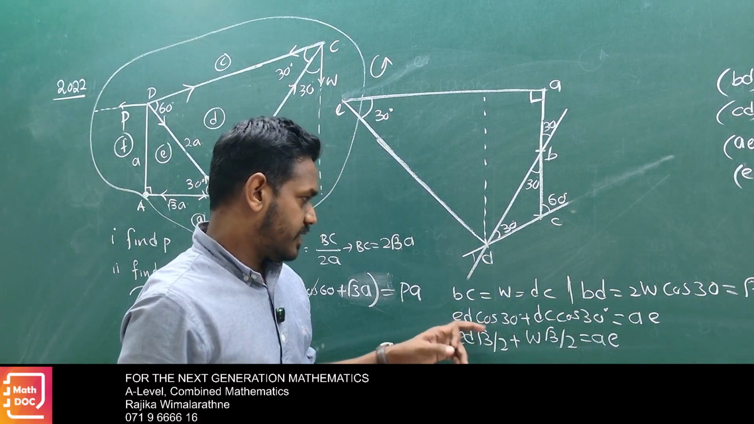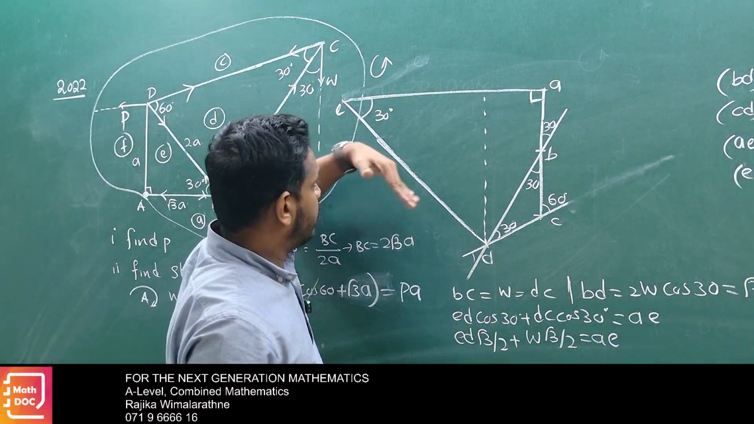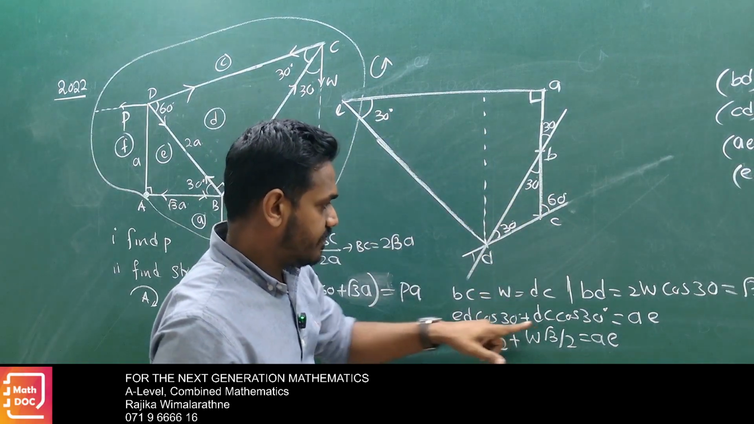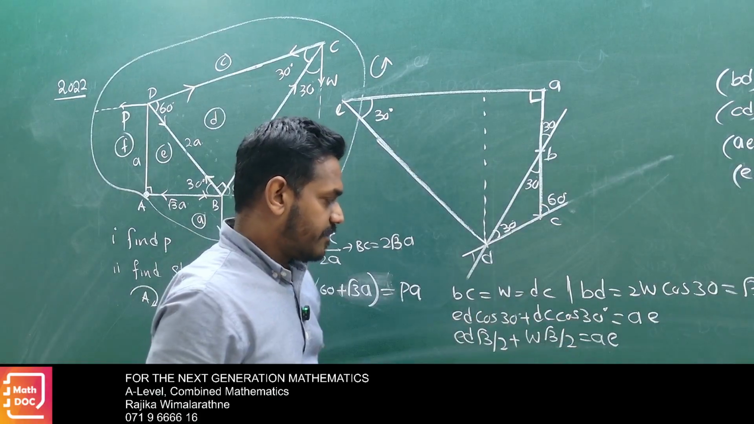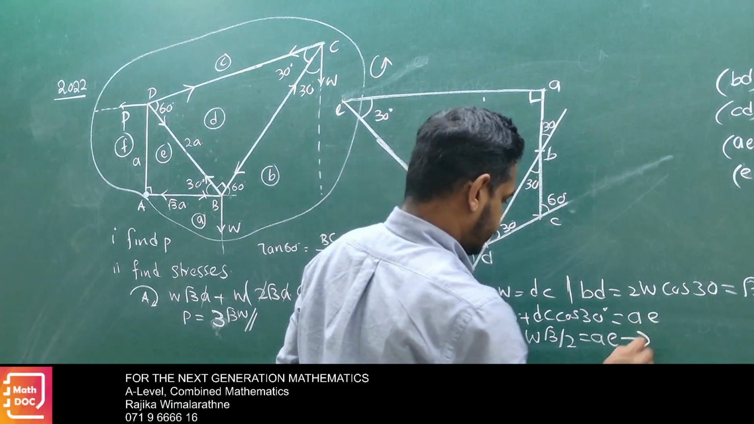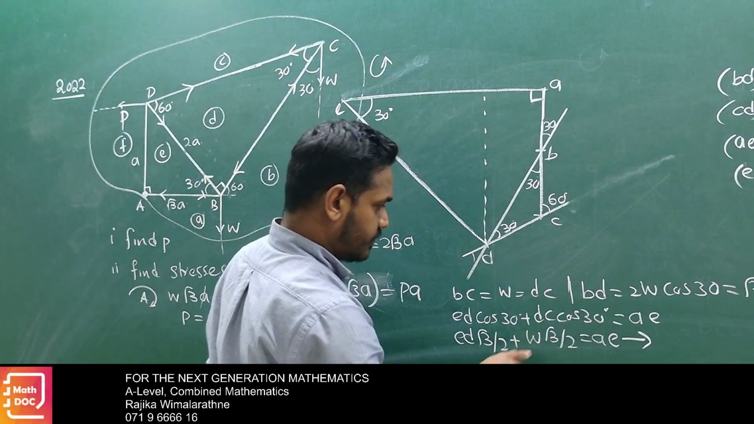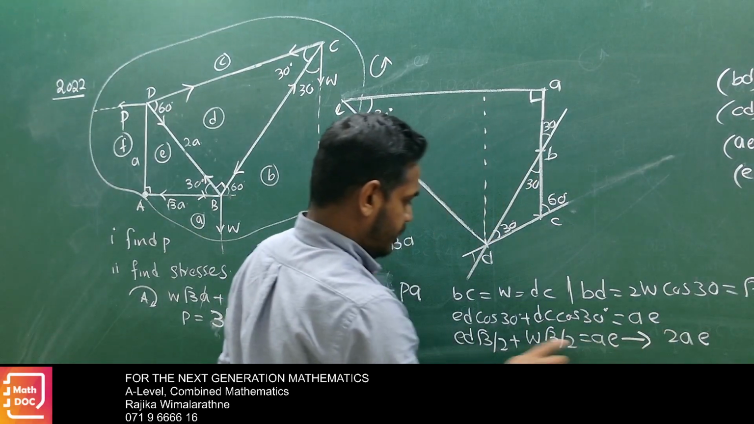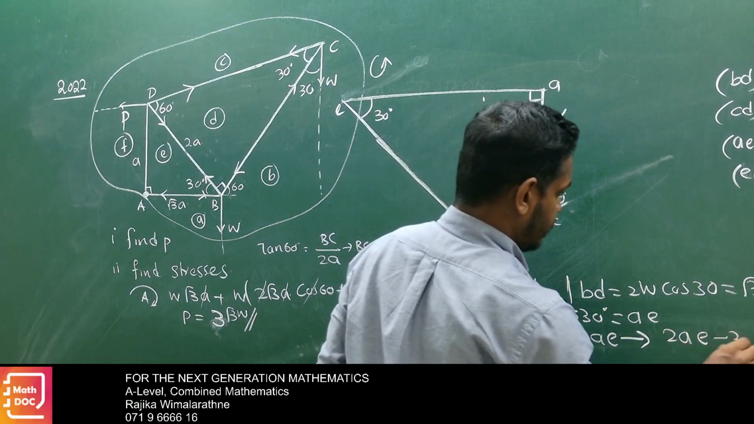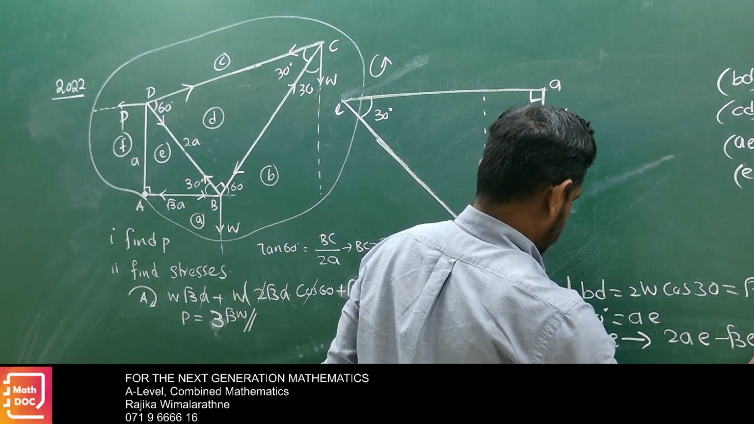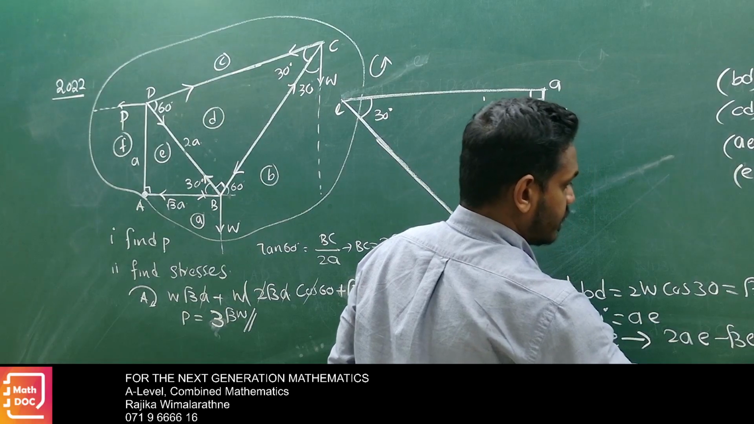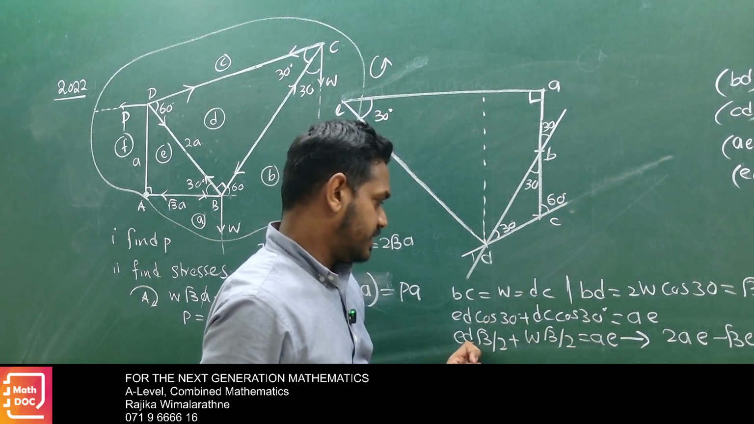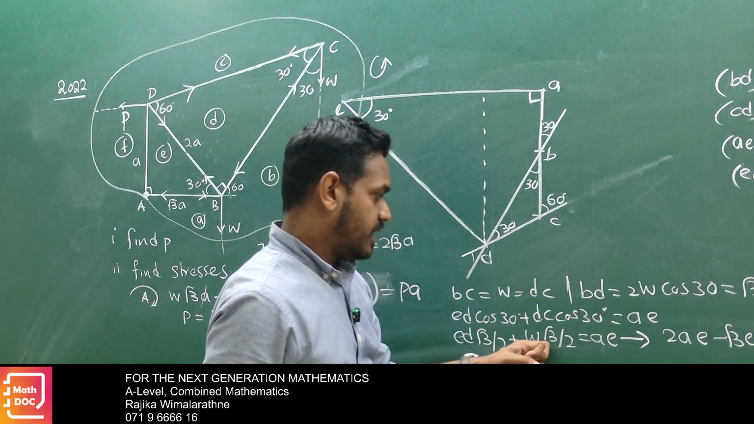Is it okay? ED cos 30, DC cos 30, AE. Now here the equation, multiply by 2: 2AE minus root 3 ED equal root 3W. Say first equation. Multiply by 2, then 2AE minus root 3 ED equal root 3W.